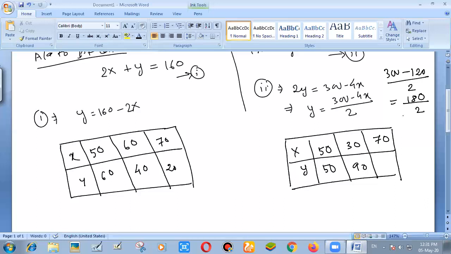Now put x equal to 70 here. Then what is the value of y here?